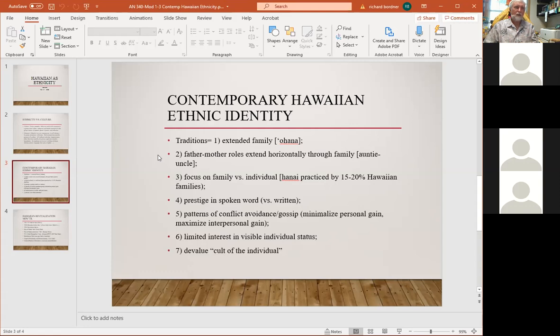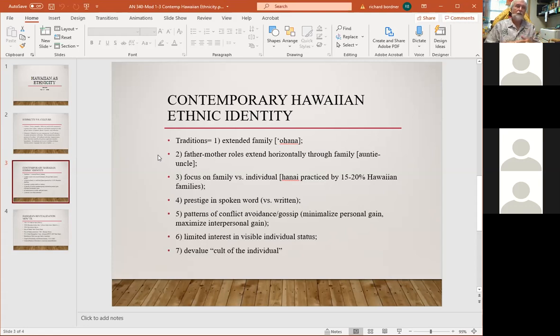The rest of these we've already started going through. Spoken word, still hugely important. It's probably one reason why Hawaiians are successful in things like entertainment, because they come from a system where what you say, how you say it, and how you present how you say it is really important. So it's not surprising that would make you a success in things like singing or something like that. Also in politics, traditionally Hawaiians were very good.